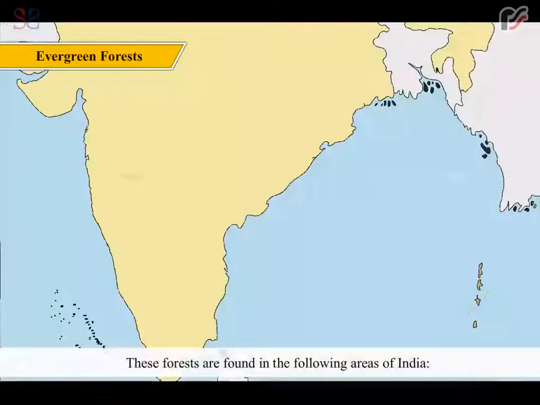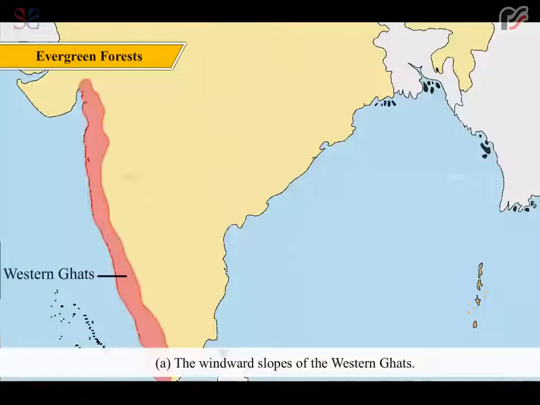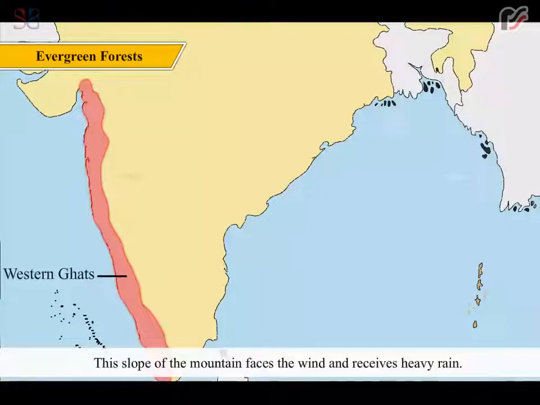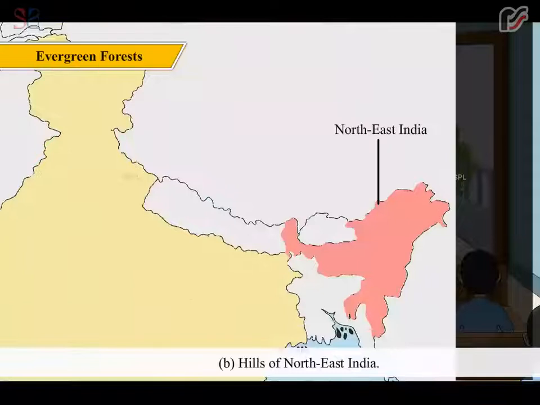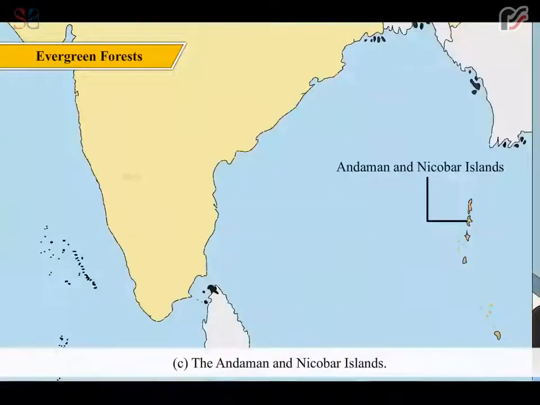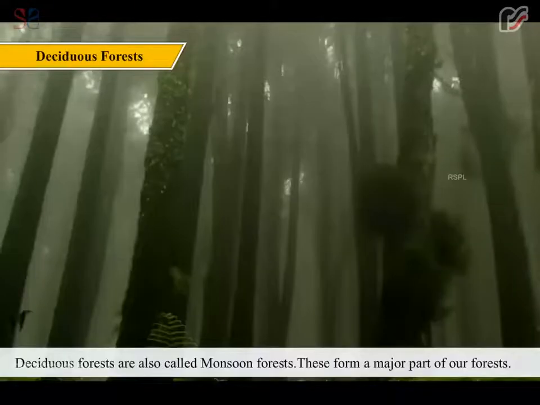These forests are found in the following areas of India. A. The windward slopes of the Western Ghats. This slope of the mountain faces the wind and receives heavy rain. B. Hills of northeast India. C. The Andaman and Nicobar Islands.